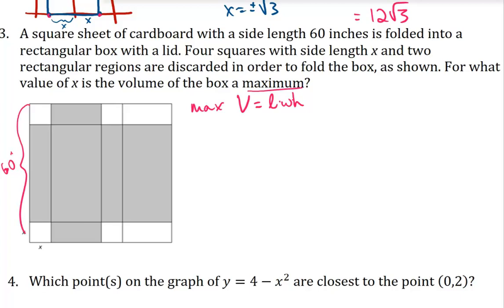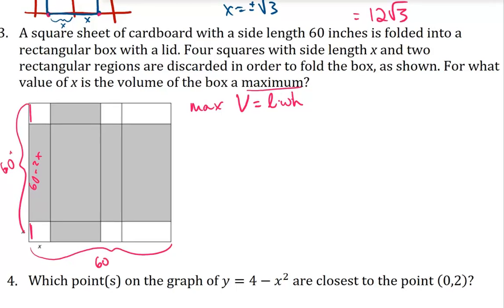So we know that the side length of the whole piece of cardboard is 60. And let's start with this left side. We are cutting x off of each side, which means that this remaining amount is going to be 60 minus 2x because I'm cutting that off of each side. Similarly, this right here is going to be a total of 60, but we are subtracting x twice, so I'm going to say minus 2x.